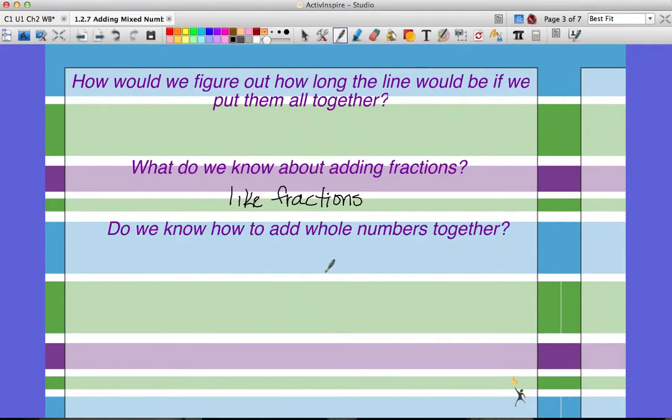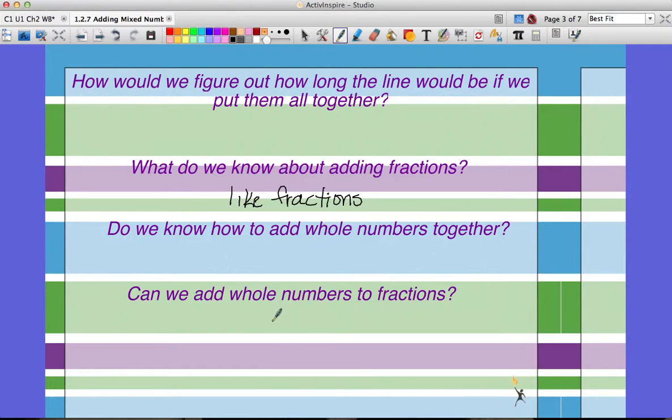The next thing is, do you know how to add whole numbers together? We do know how to add whole numbers together. You've done this since you started in elementary school, so this is a step that should be fairly easy for you. And then can we add whole numbers to fractions?